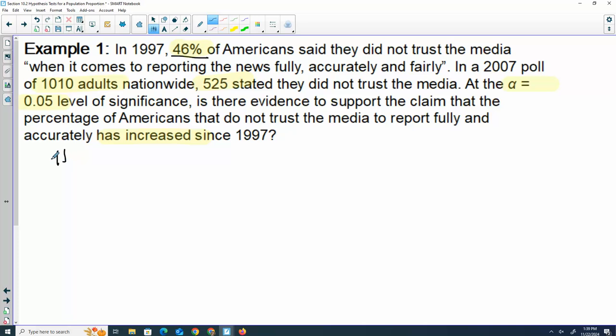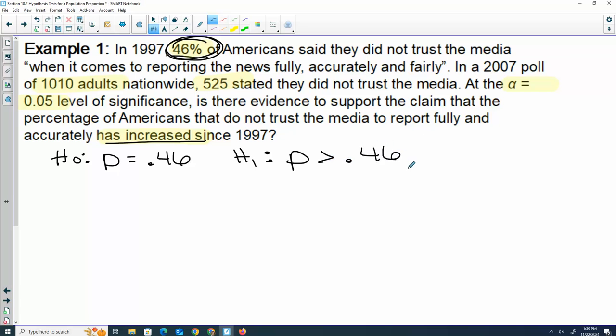Very first thing you need is the null and alternative hypothesis. We're talking about a proportion. This is my population. What am I using for my population proportion? The original data in 1997, which was 46%. Now in 2007, I got something different, and I'm trying to see, has it increased? So my alternative is going to be that the proportion is greater than 0.46.